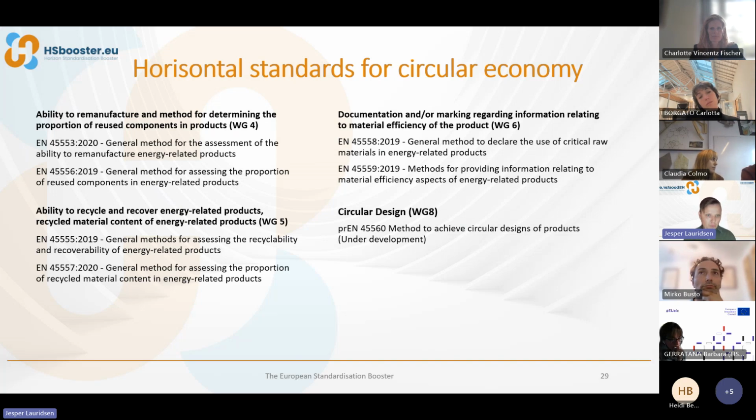In working group 5, we have recyclability, and for example 45557 is how you measure the proportion of recycled material content. So imagine in the future that you want to measure the virgin plastic in a product together with recycled plastic. You can use this standard, and it's actually the Joint Research Centre, who also work together with us in standardization, developing these criteria.